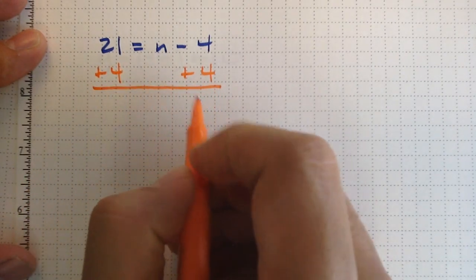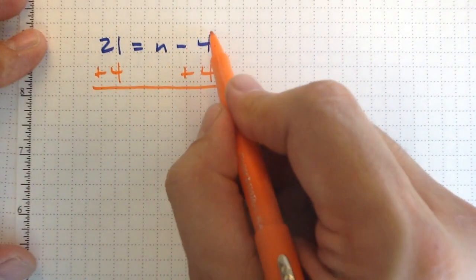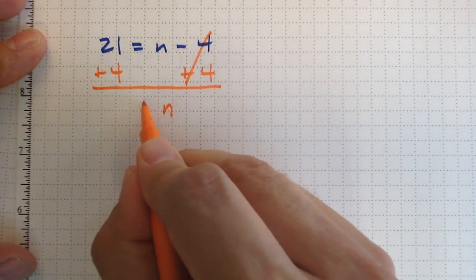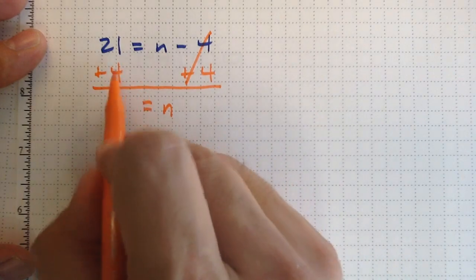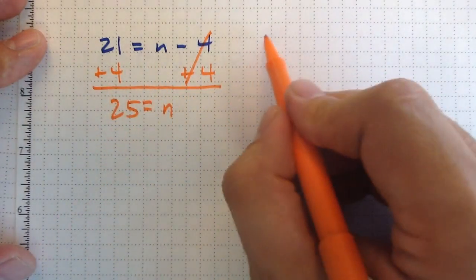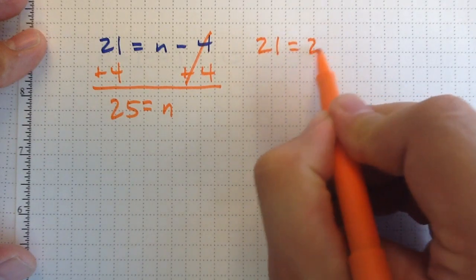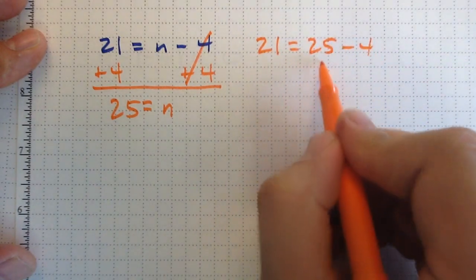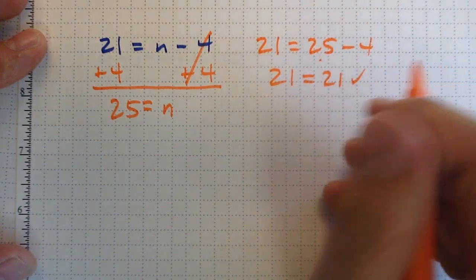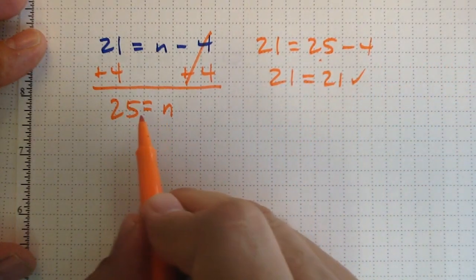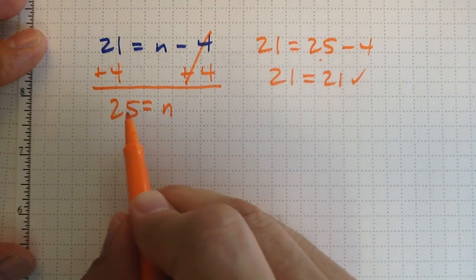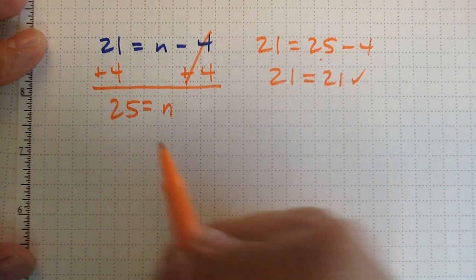Draw a line. Now over here, we intentionally did this because these are opposites and we'll just cancel each other out. We'll get n, equal sign drops down, and 21 plus 4 is 25. Check our answer. 21 equals 25 minus 4. Plugging our answer back in, and 21 does equal 21. So that checks out. Notice how it didn't matter that n was on the right side. We're just trying to get n by itself and solve for it. It doesn't matter whether n's on the right or n's on the left.